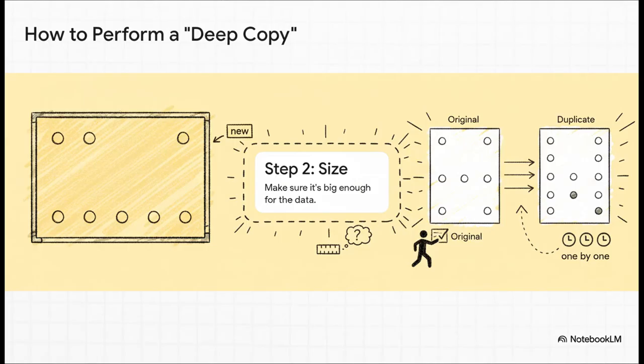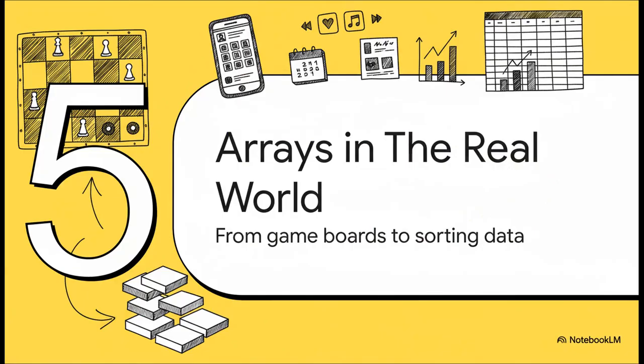So if you want a real copy, a totally separate duplicate of the data, what we call a deep copy, you've got to roll up your sleeves and do it yourself. It's a three-step process. First, you make a brand new empty array. Second, you make darn sure it's big enough to hold everything. And third, you have to go through the original element by element and copy each one over by hand. So yeah, they have their quirks.